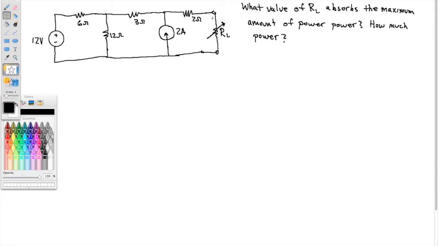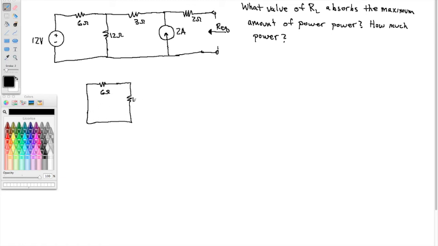All right. So I need to essentially find the Thevenin equivalent circuit, or the Norton equivalent circuit. So we start by removing the load. So I'm going to delete the load resistor there. And because there are no dependent sources, I can quickly find the equivalent resistance here at the output terminals by turning off the two sources. So the voltage source would become a short, and the current source would become an open.